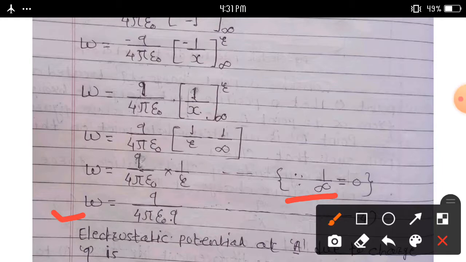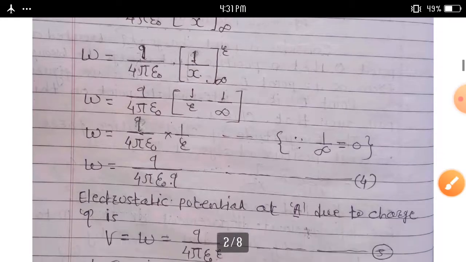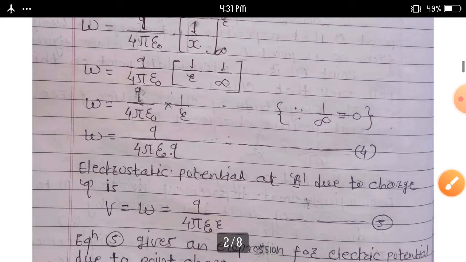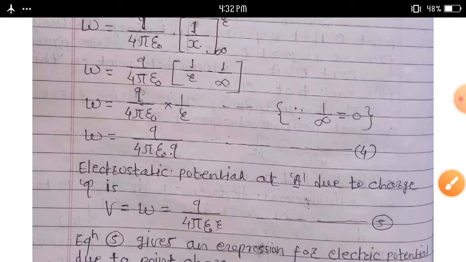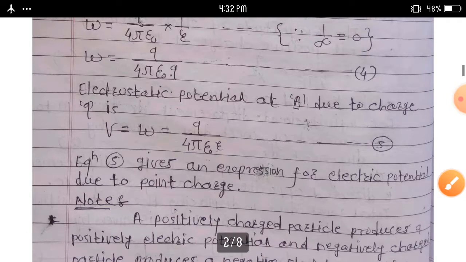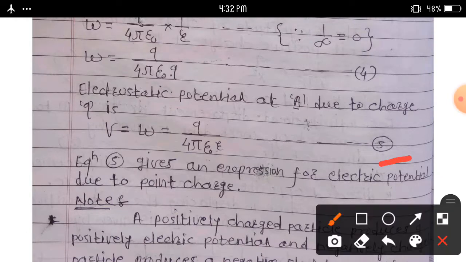This is the electrostatic potential at point A due to charge q. Here the total work done W is replaced by V, that is, the electrostatic potential V = q upon 4 pi epsilon naught into r. Consider equation 5. Equation 5 gives an expression for the electric potential due to a point charge.